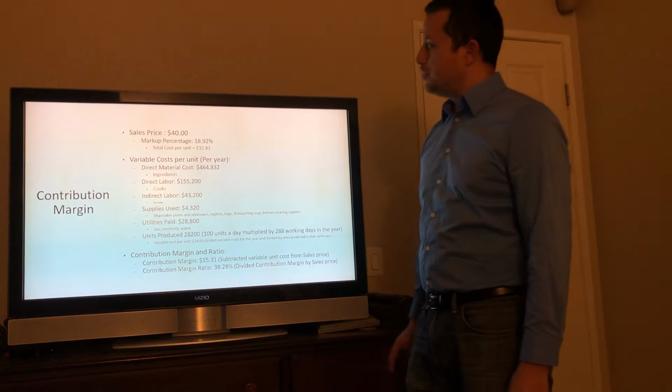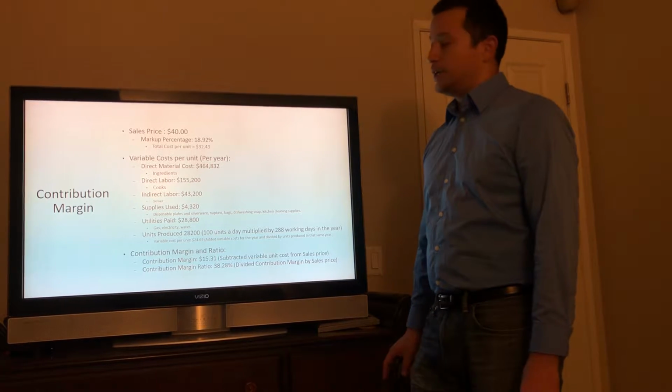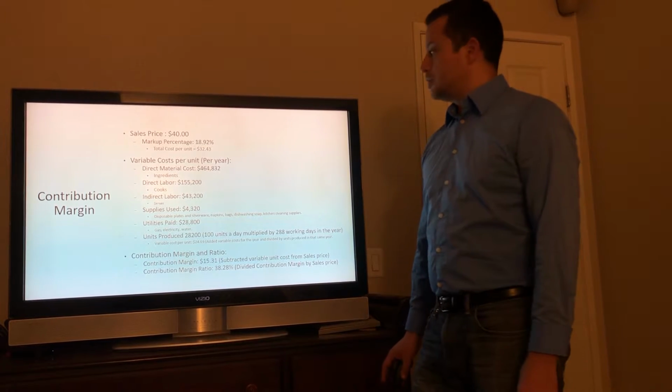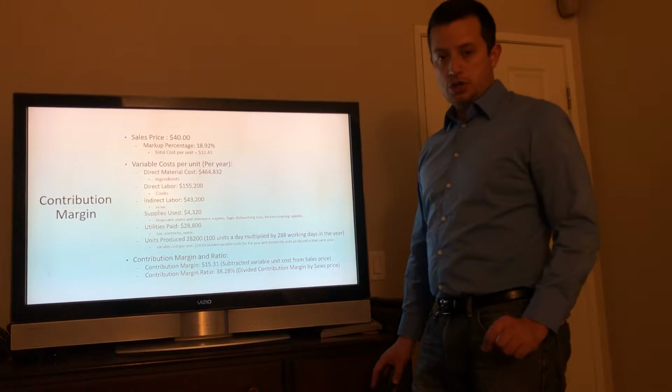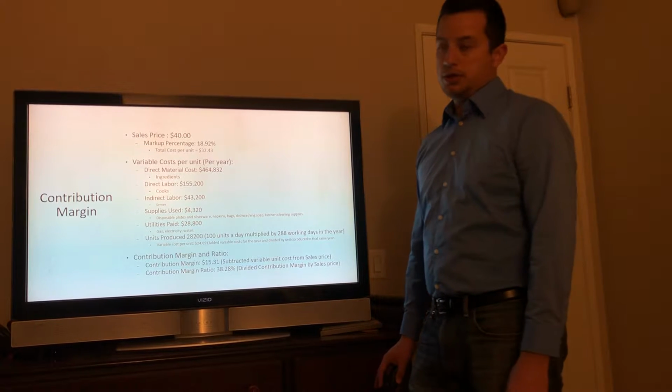So the sales price per unit is $40. This is with a markup of 18.92, and the total cost per unit before the markup is $32.43.